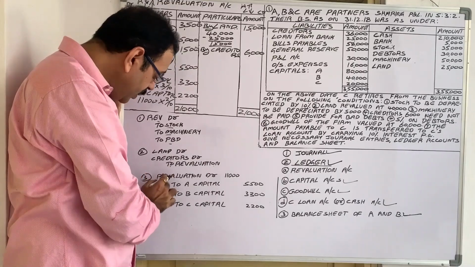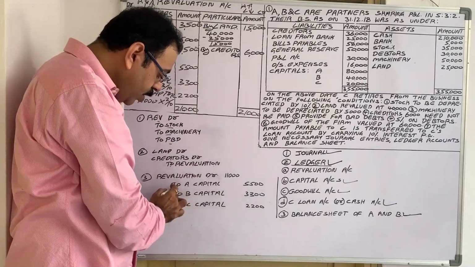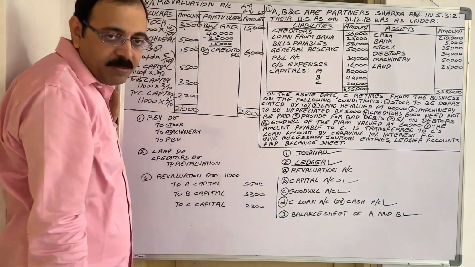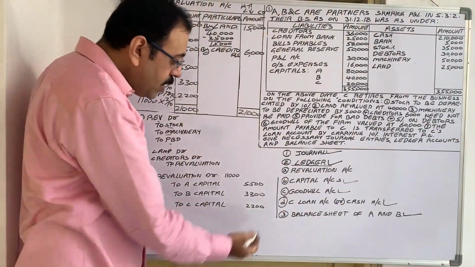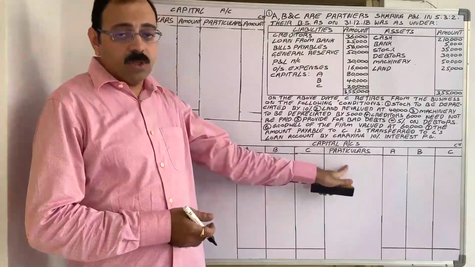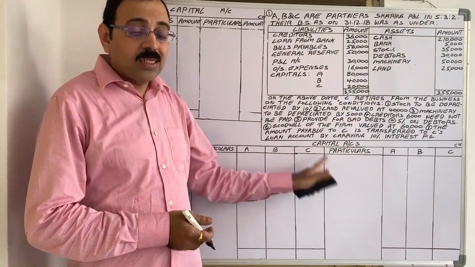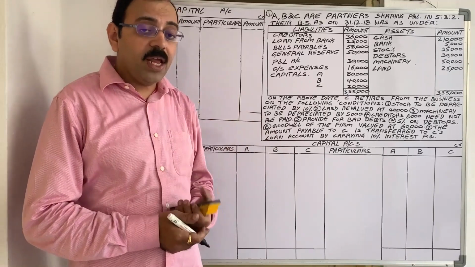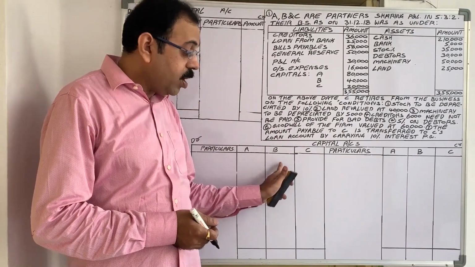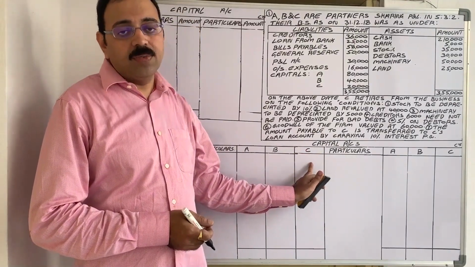And the entry for that is revaluation account debit to A capital, to B capital, to C capital. Now let us start capital accounts. In this table, simultaneously three capital accounts we are preparing: A capital account, B capital account and C capital account.